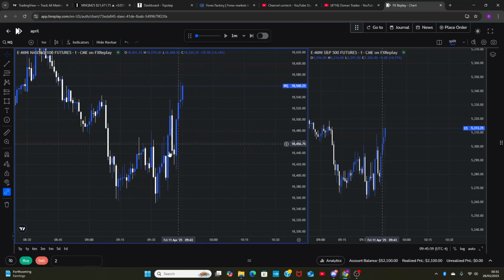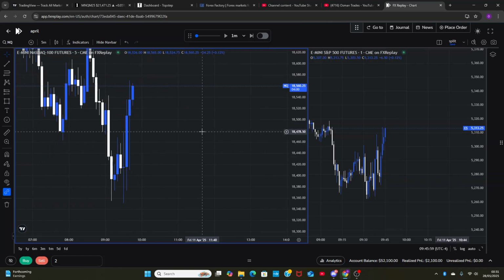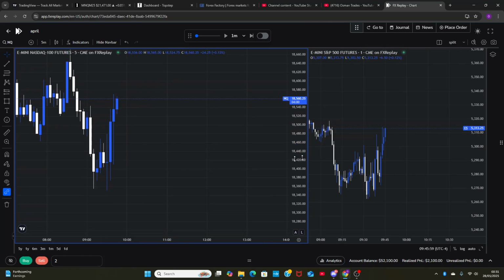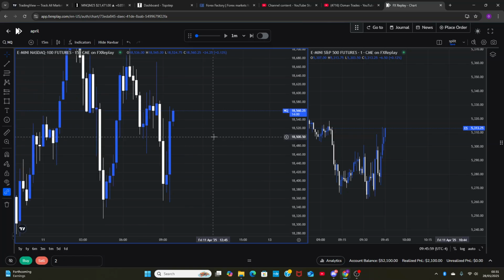There was an entry at 41, but that's too early. This 5 minute wick is very, very strong. This wick here, 100 point wick, bro. That's literally like double what we're supposed to target. So obviously Trump was going crazy.